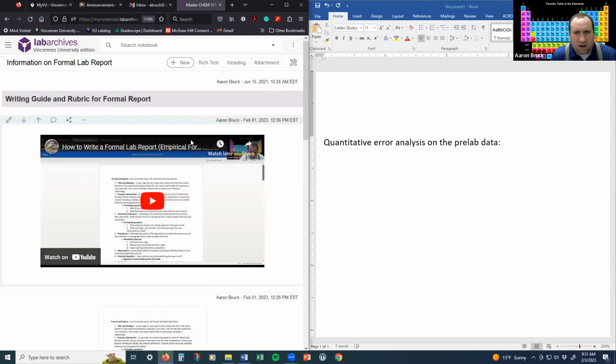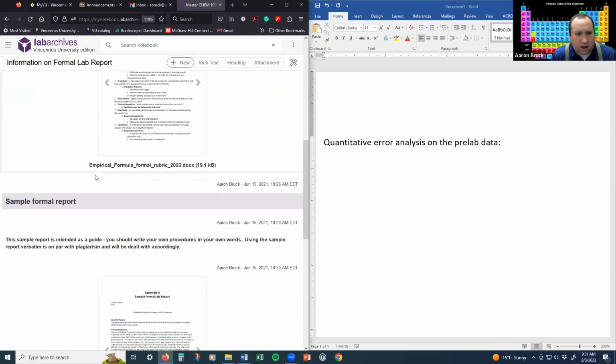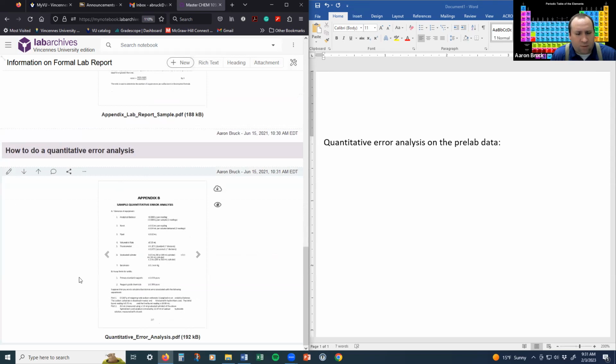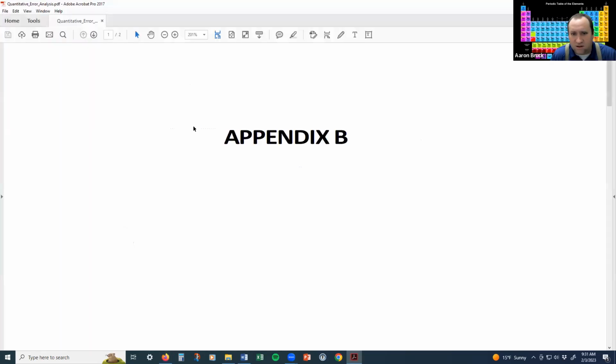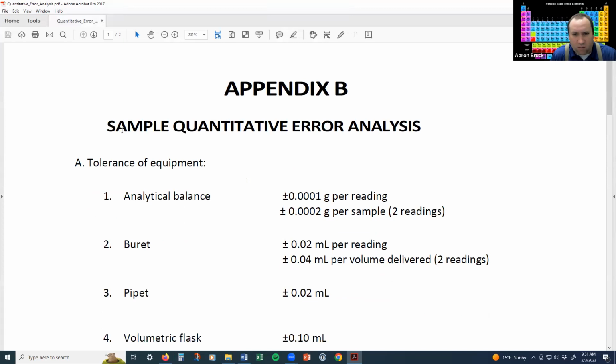You can see that on the lab report page, we have here a document that talks about quantitative error analysis. We'll open that up right now. What this is telling us is what the tolerances are for the given pieces of equipment. If we use an analytical balance, for example, it's going to give us a mass. Let's just throw one out here.